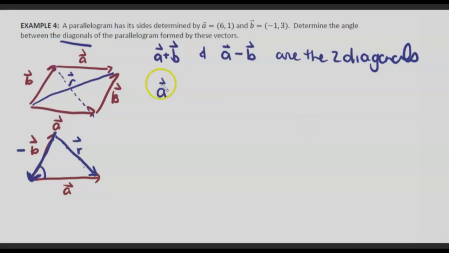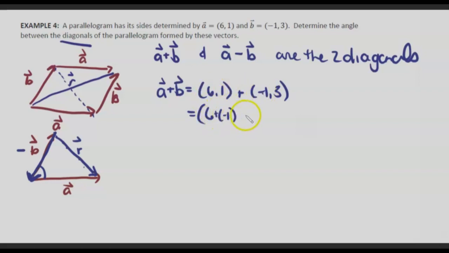So let's actually solve for vector A plus vector B. So we're going to have 6, 1 plus -1, 3. And when we add two vectors, we add the components. We're going to add 6 plus -1, and then comma 1 plus 3. Okay, so adding two vectors is going to yield a vector, and we're going to get 5, 4.